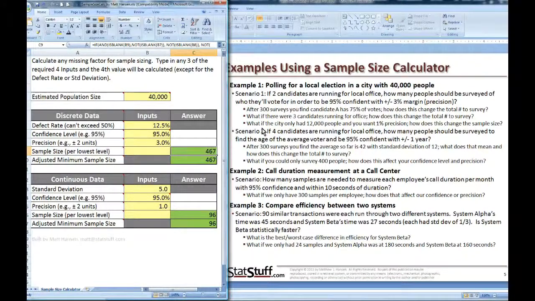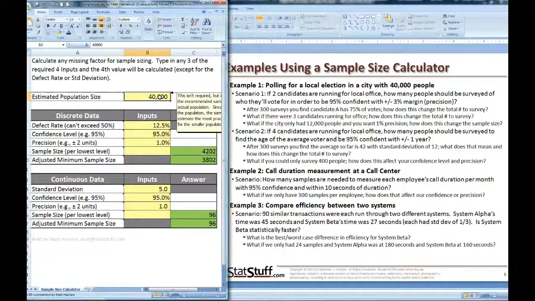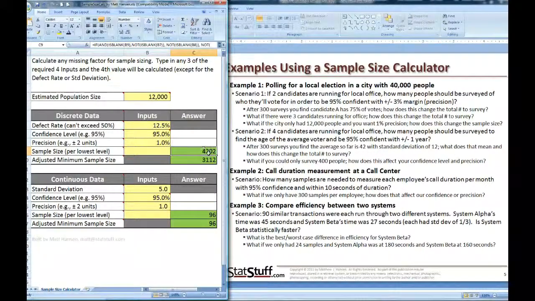Now let's adjust this a little bit further. Let's say that for this example, the city had only 12,000 people and we wanted to have 1% precision. How is that going to change your sample size? If we want to be more precise, at 1% precision, but the population size is really only 12,000 people in a smaller city, you can see the adjustment it's going to make: I've got 4,202 that I should be sampling, but because of the smaller population, it's saying that I really only need to collect 3,112 in order to still achieve this confidence level and precision for this smaller population.